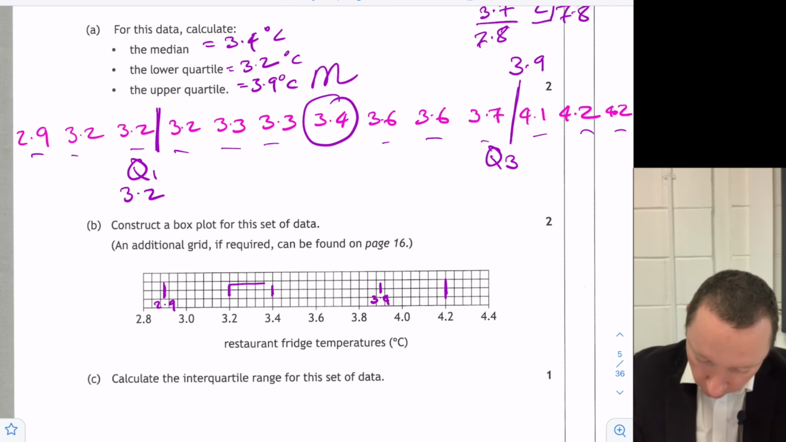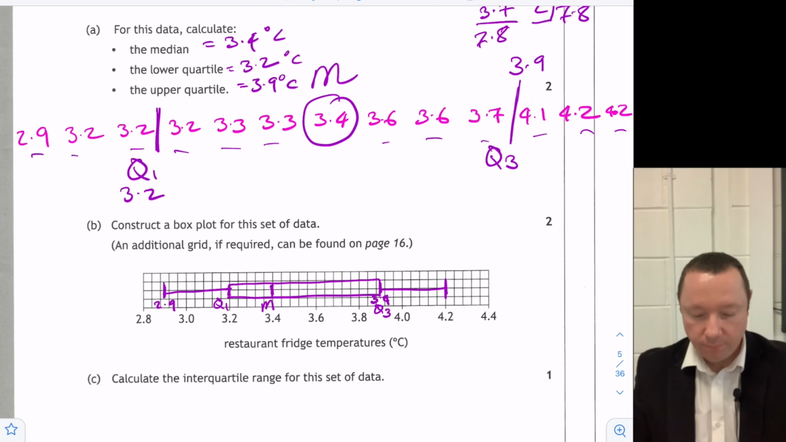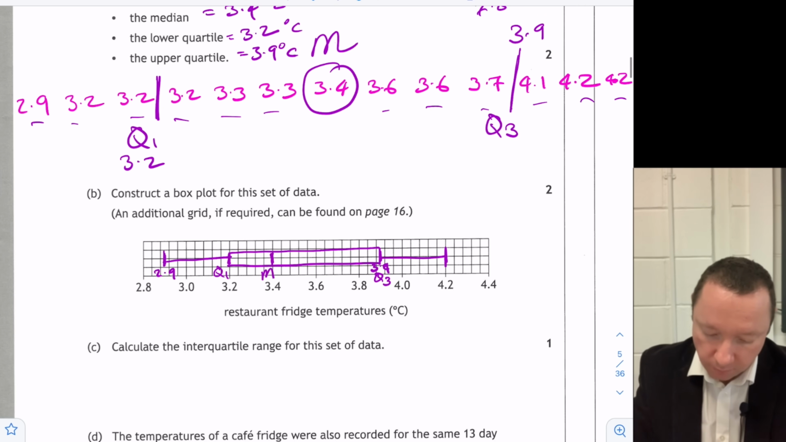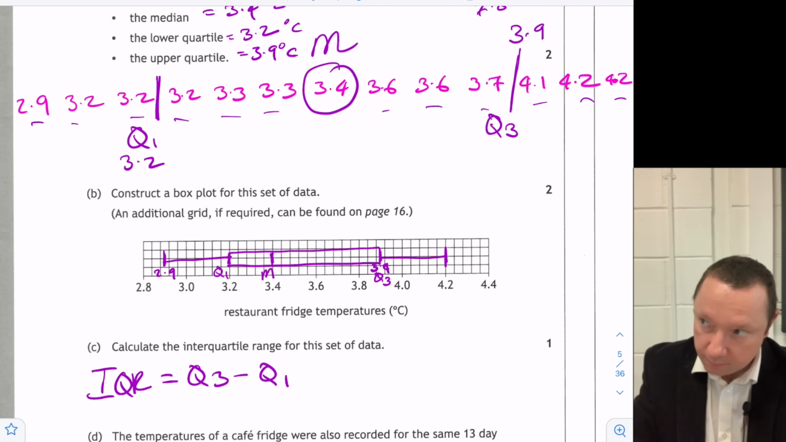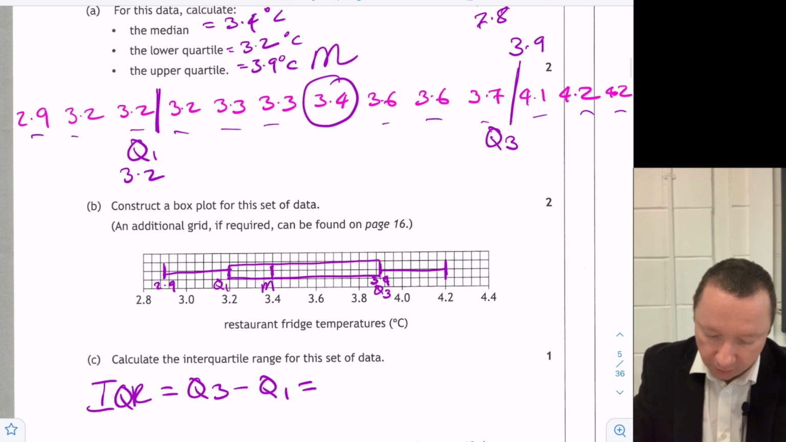The box goes around the quartiles. There's our median. Quartile 1, quartile 3, median, and we connect this up. And there we go, there's our box plot. Calculate the interquartile range. Q3 minus Q1. So we've got 3.9 minus 3.2.